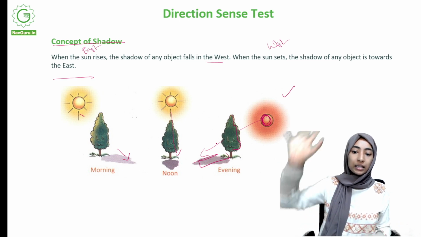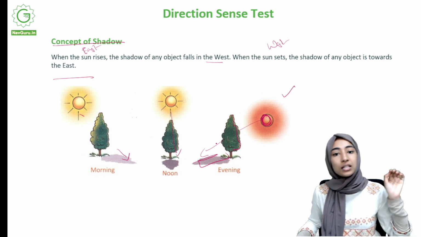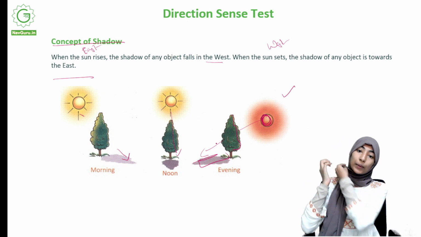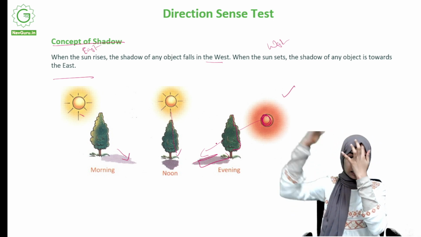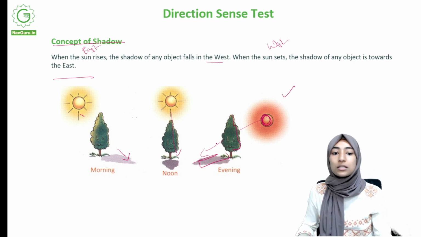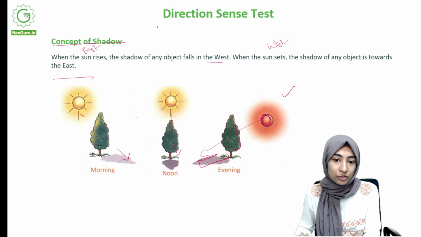So if the sun is in the east, the shadow will be in the west. If the sun is in the west, the shadow will be in the east. That's all there is. So when it rises, the shadow will be in the west. Why? Because the sun rises in the east. When it sets, the shadow is in the east. Why? Because the sun sets in the west. Okay, so that's all you have under the concept of shadow.